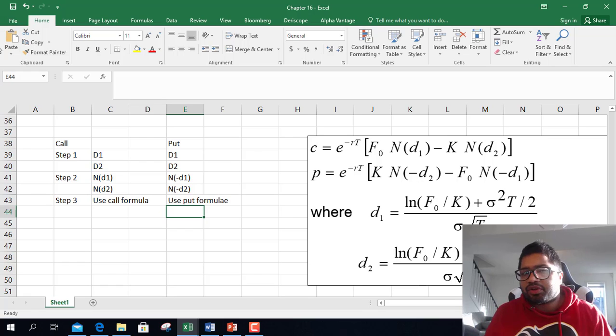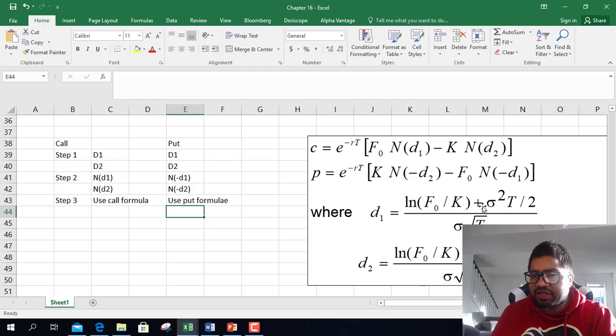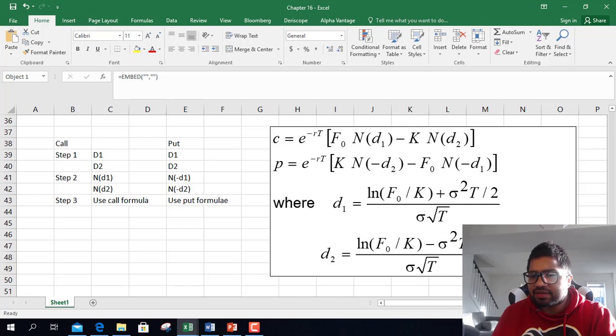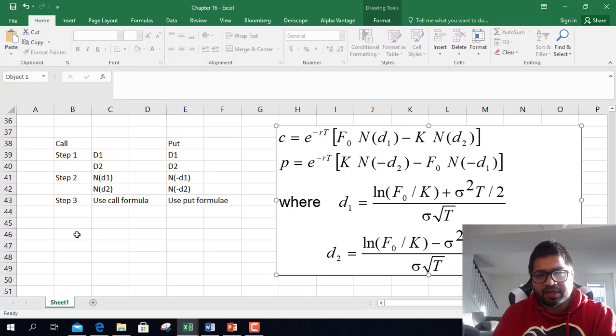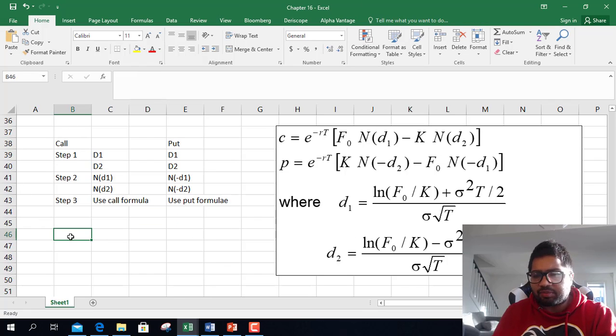Okay. Now how do you calculate D1? D1 is the log of F0 by K plus sigma squared T by 2, divided by sigma root of T, and D2 is D1 minus sigma root of T. So let's do it for one problem for call and one problem for put.